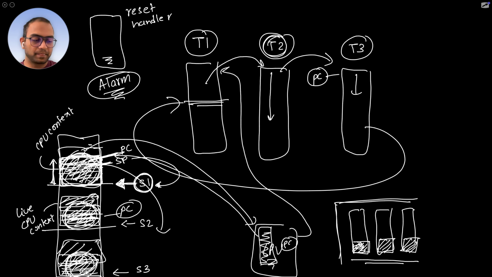And in the next one, what we're going to do is again go through all of this, but spend a little more time on the alarm part of it and something called context switching. How will that happen? So with this, I'll see you in the next one.